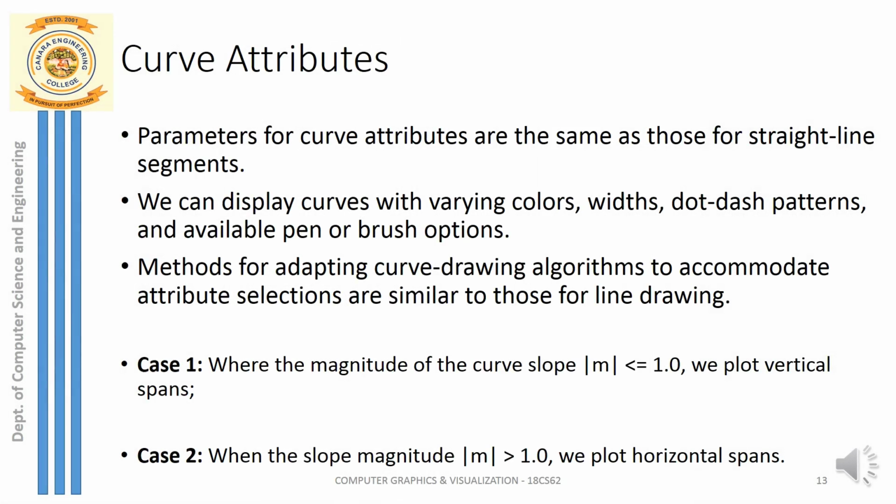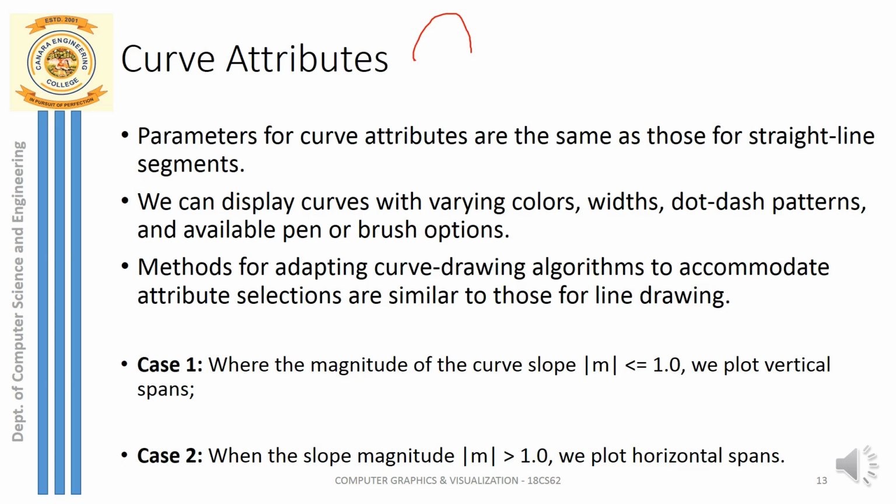Now we can see the next type of primitive, that is curve. When I say a curve, you can recall a sphere or a ball type of shape, or anything which is curvy, right? So how to draw a curve? So far we have taken only lines, points, or the straight lines. Now how to draw a curve?